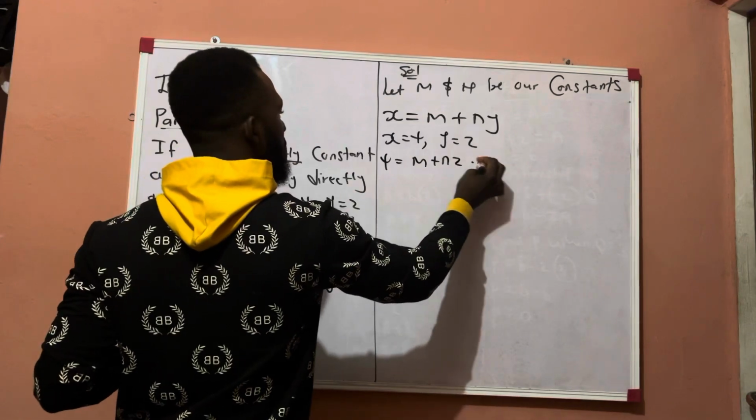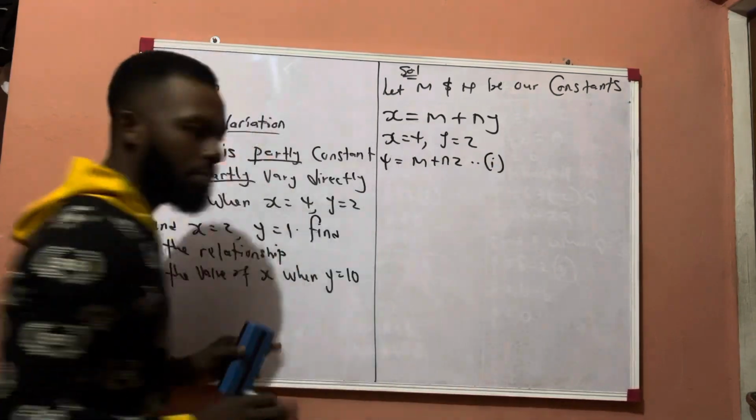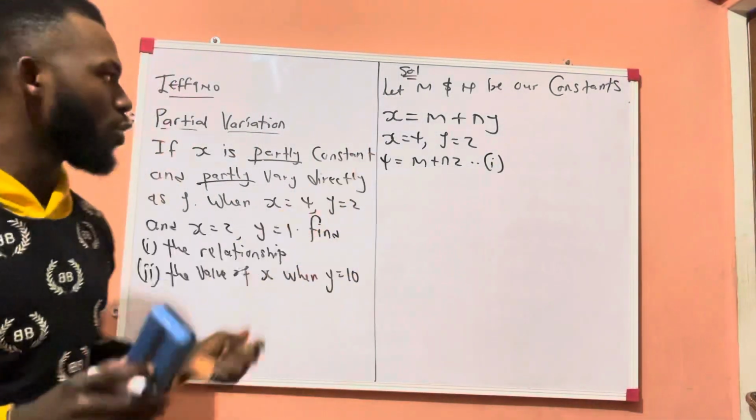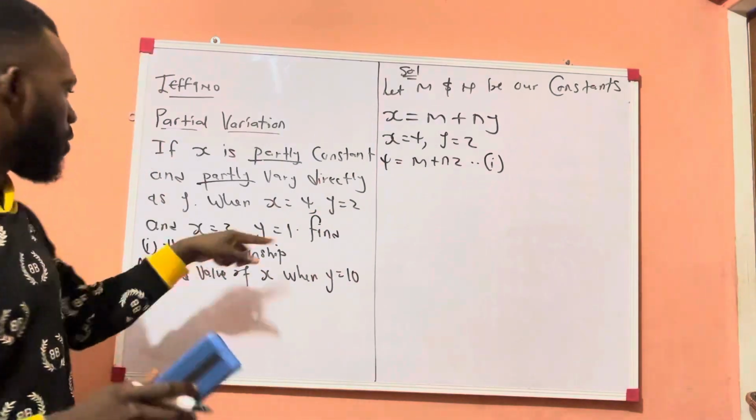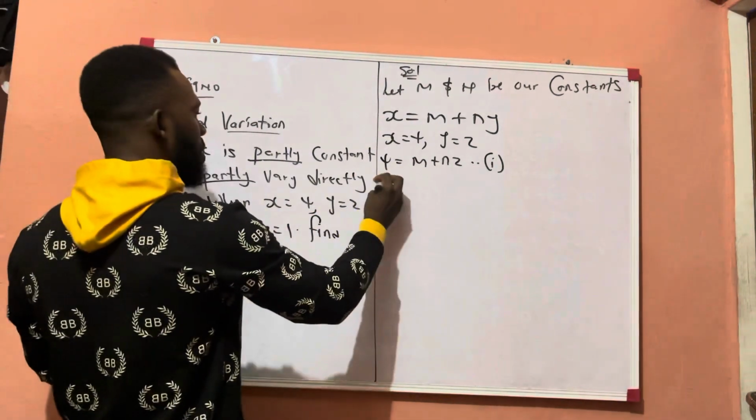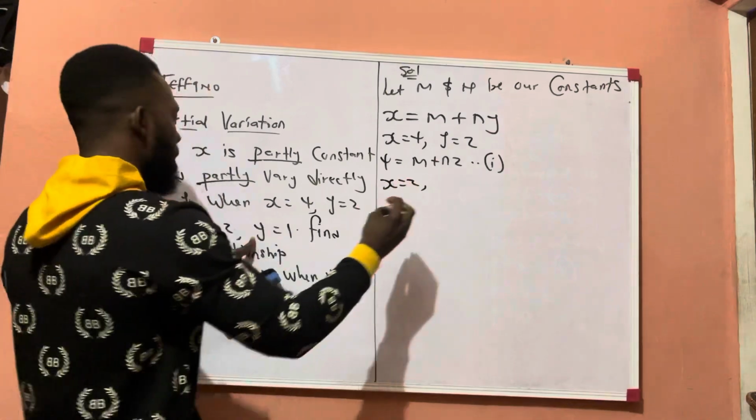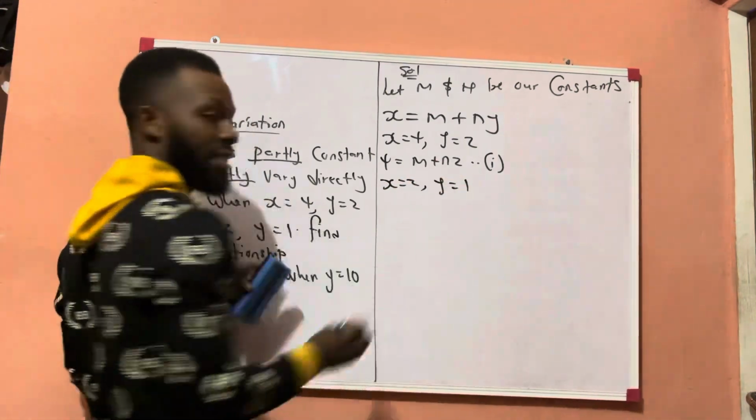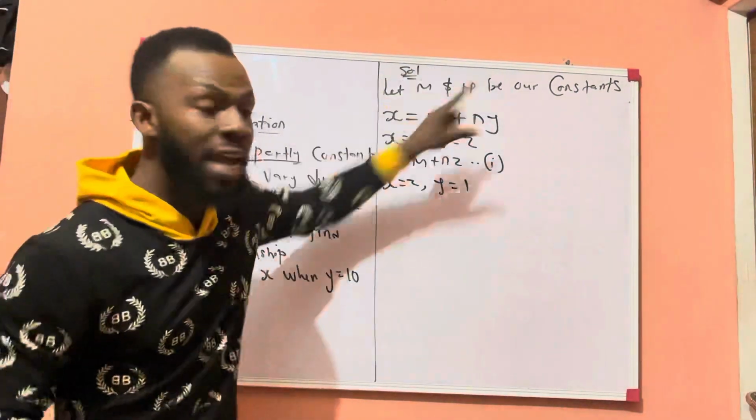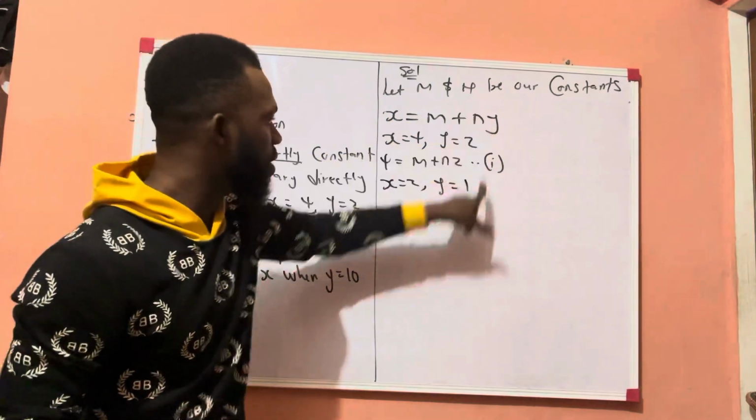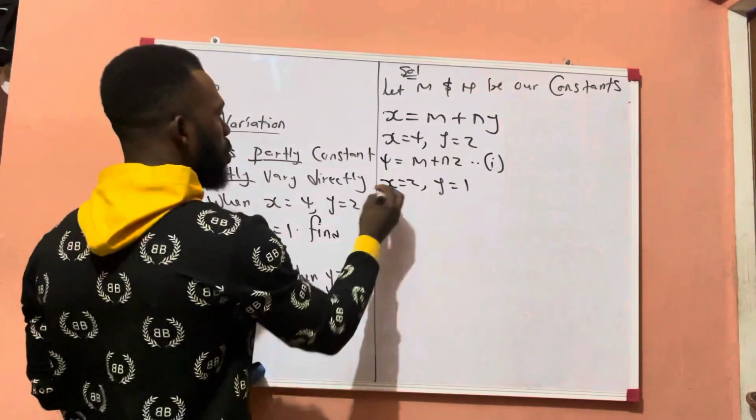Call this equation 1. Now we've gotten our equation 1. How do you get equation 2? Using the second values. Now our second value, x is 2 and y is 1. So again, we substitute: anywhere we see x, we give 2, and anywhere we see y, we give 1. So automatically, what do we have?